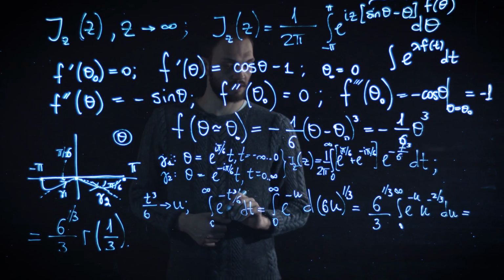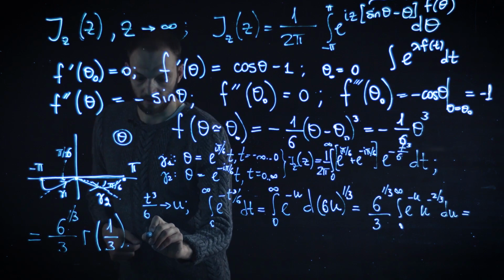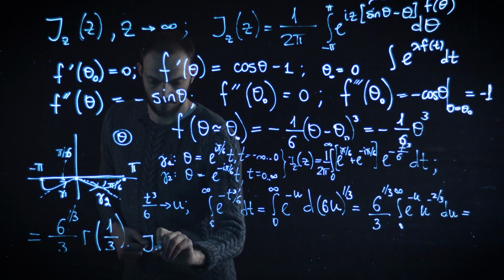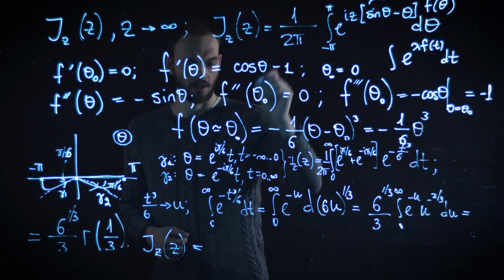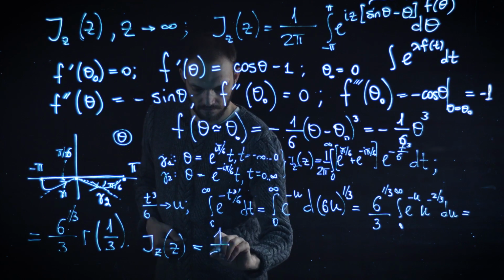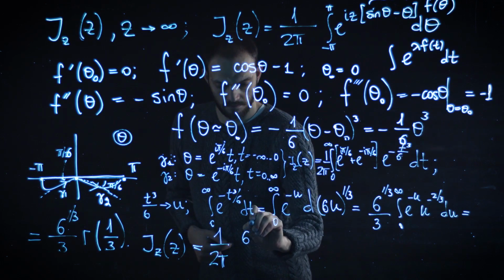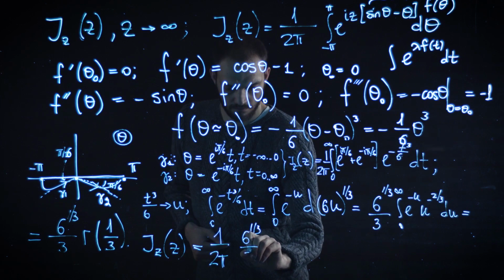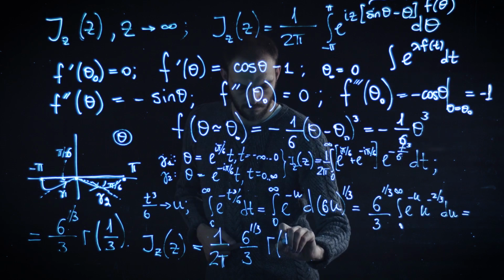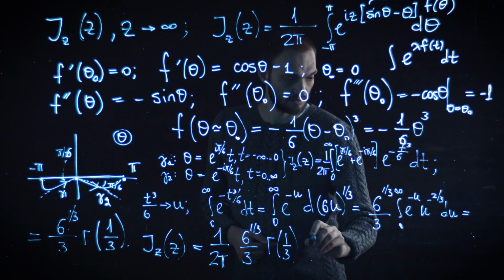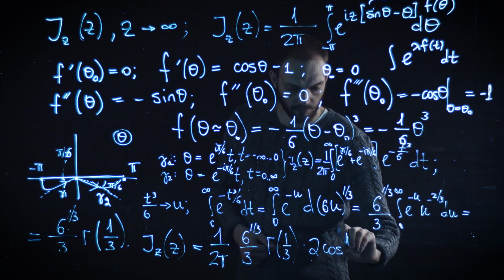So finally, we may combine everything together, having in mind that this is nothing but cosine, and as a result, z of z becomes 1 over 2 pi times, and times 2 cosine pi over 6.